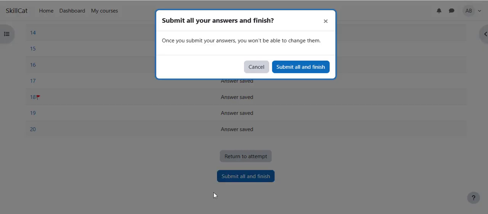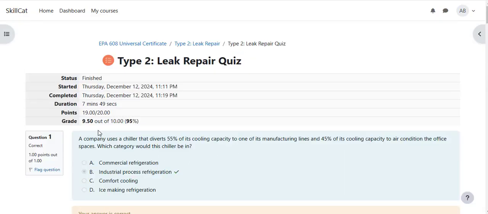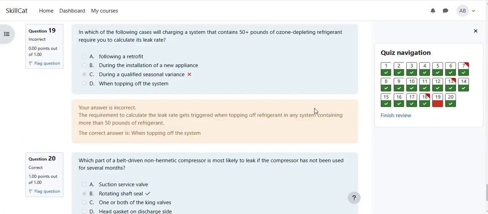Let's check our answers. Let's submit. Our answer is 9.5 of 10. Okay, this means only one question is wrong. In which of the following cases will charging systems that contain 50 pounds of ozone depleting refrigerant require you to calculate? Okay, this one, when topping off system. The correct answer is when topping off system.